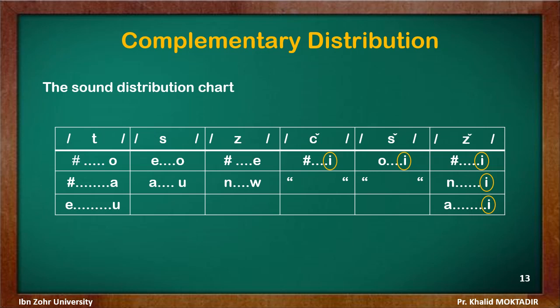Indeed, we can say that t, s, z are the phonemes, and ch, sh, and j are the allophones. The first ones occur in a variety of contexts, that is, they satisfy the elsewhere condition, and the others occur in one single context, and that's why we say they are the allophones that are derived from the basic forms.